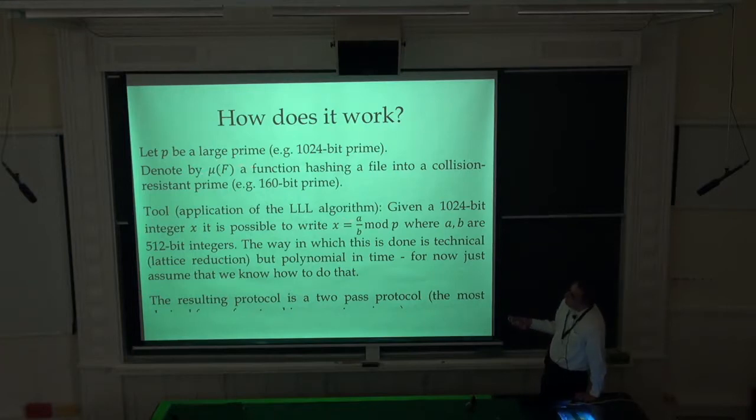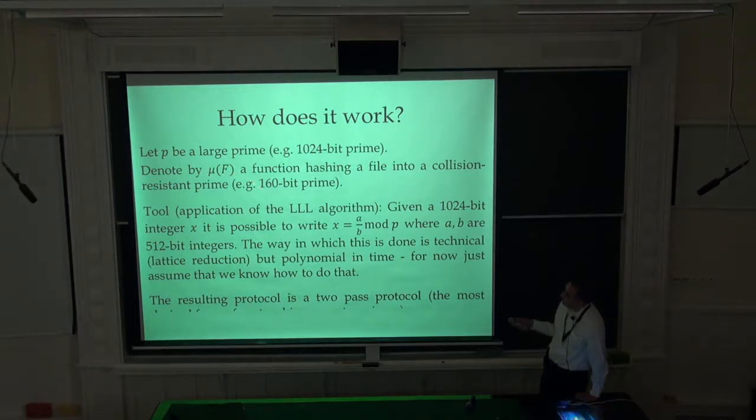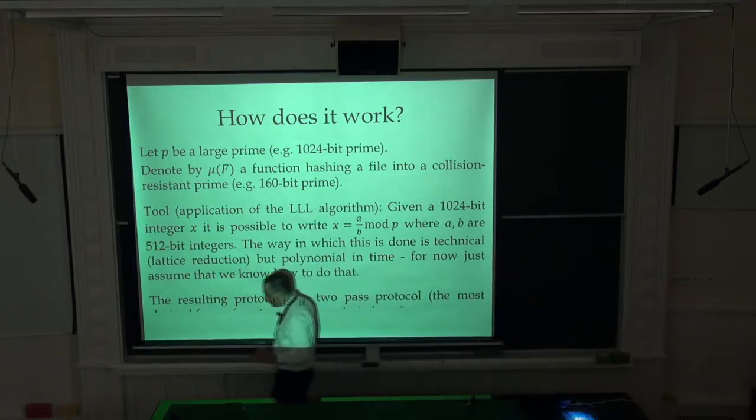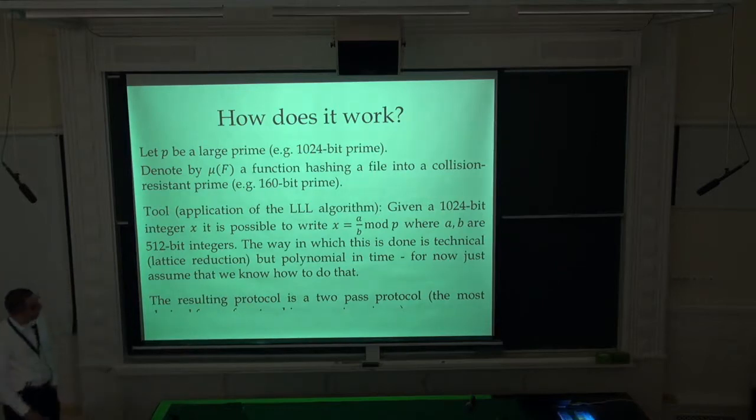So now I take a large prime P, and to fix ideas, think of it as a 1024-bit prime, and I denote by mu of f a function hashing a file into a big prime, a prime which is 160 bits. So we say mu is going to hash the data into a prime. You can first hash and then look for the next prime. This is not very good, but think of it as something that hashes into a prime. For our purpose, it is fine.